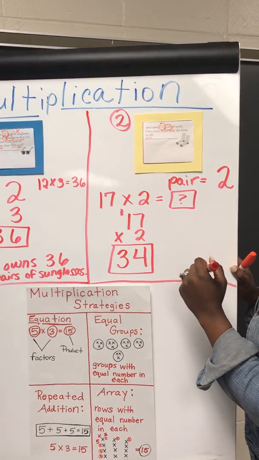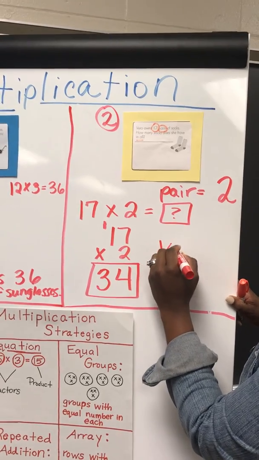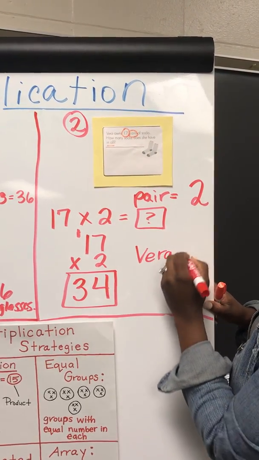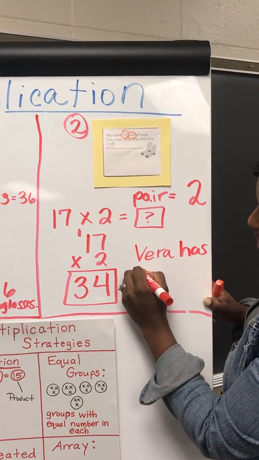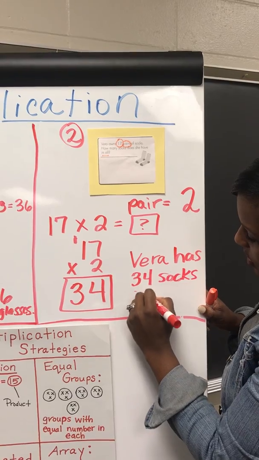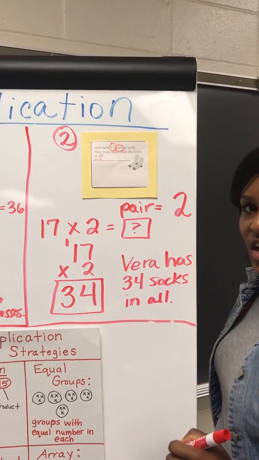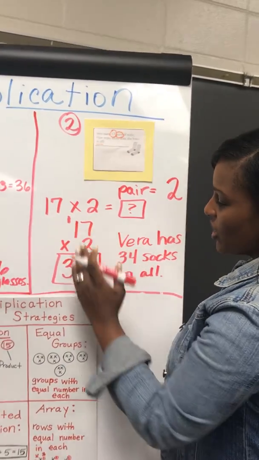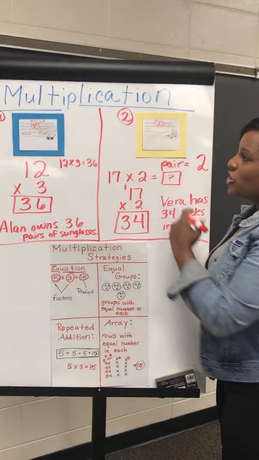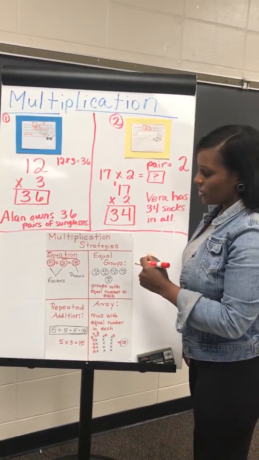So now I'm going to use it in a complete sentence. Vera, going back to the original question, has 34 socks in all. So here I've used the equation, I've used standard algorithm, and I also used a complete sentence to make sure that we are answering the question.